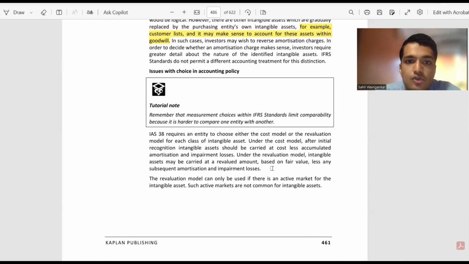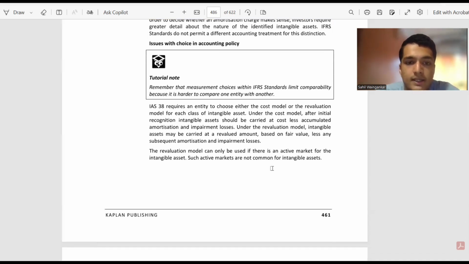ठीक है. Issues with choice in accounting policy. IAS 38 requires an entity to choose either the cost model or revaluation model for each class of intangible asset. Under the cost model, after initial recognition, the intangible assets should be carried at cost less accumulated amortization and impairment losses. Under the revaluation model, intangible assets are carried at a revalued amount based on fair value less subsequent amortization and impairment losses.